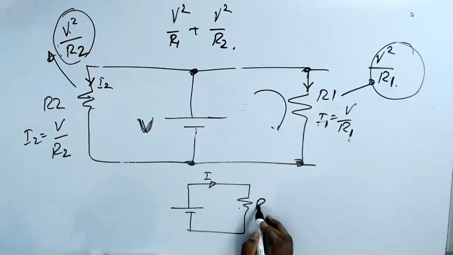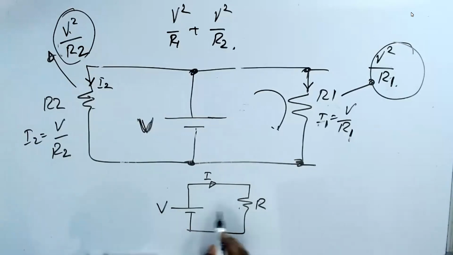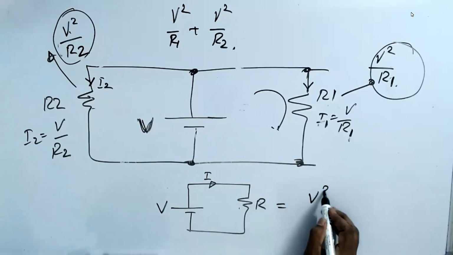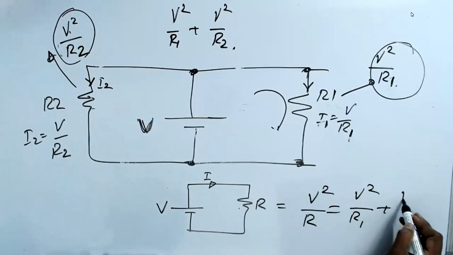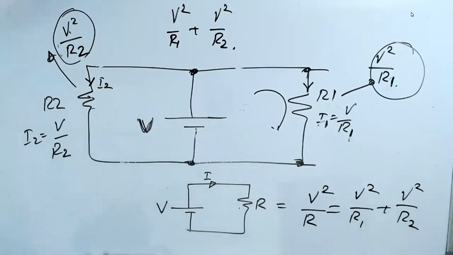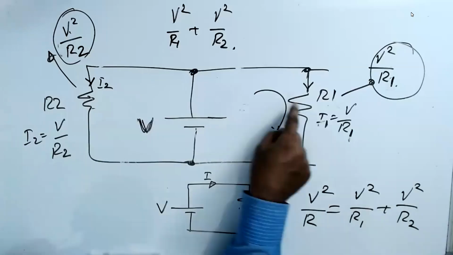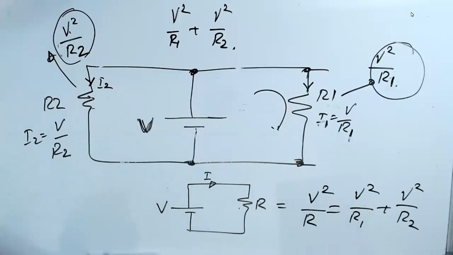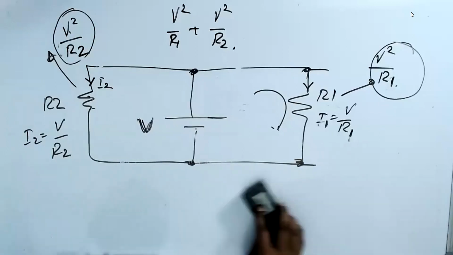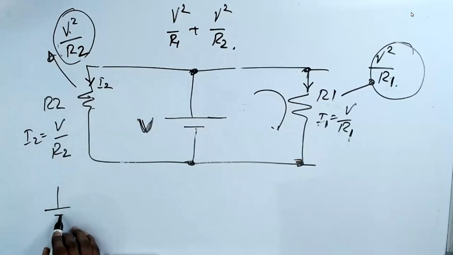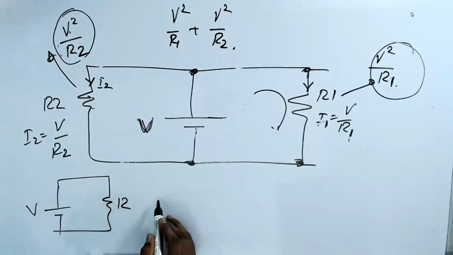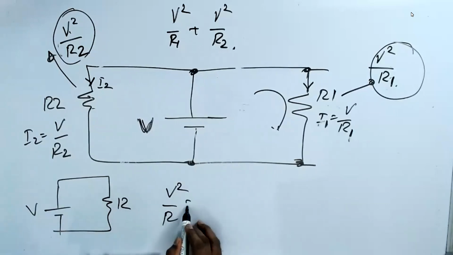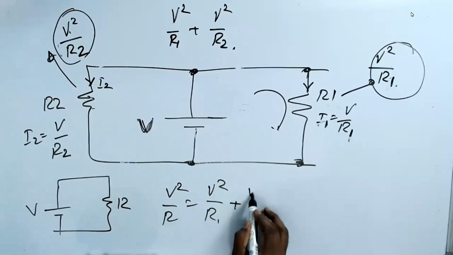So this is R, and this is V. The power produced by the circuit is V square by R, which is equal to V square by R1 plus V square by R2. Am I right? This is clear because I'm making an equivalent of that. So I'll draw it here because I don't have space. So the power is V square by R is equal to V square by R1 plus V square by R2.